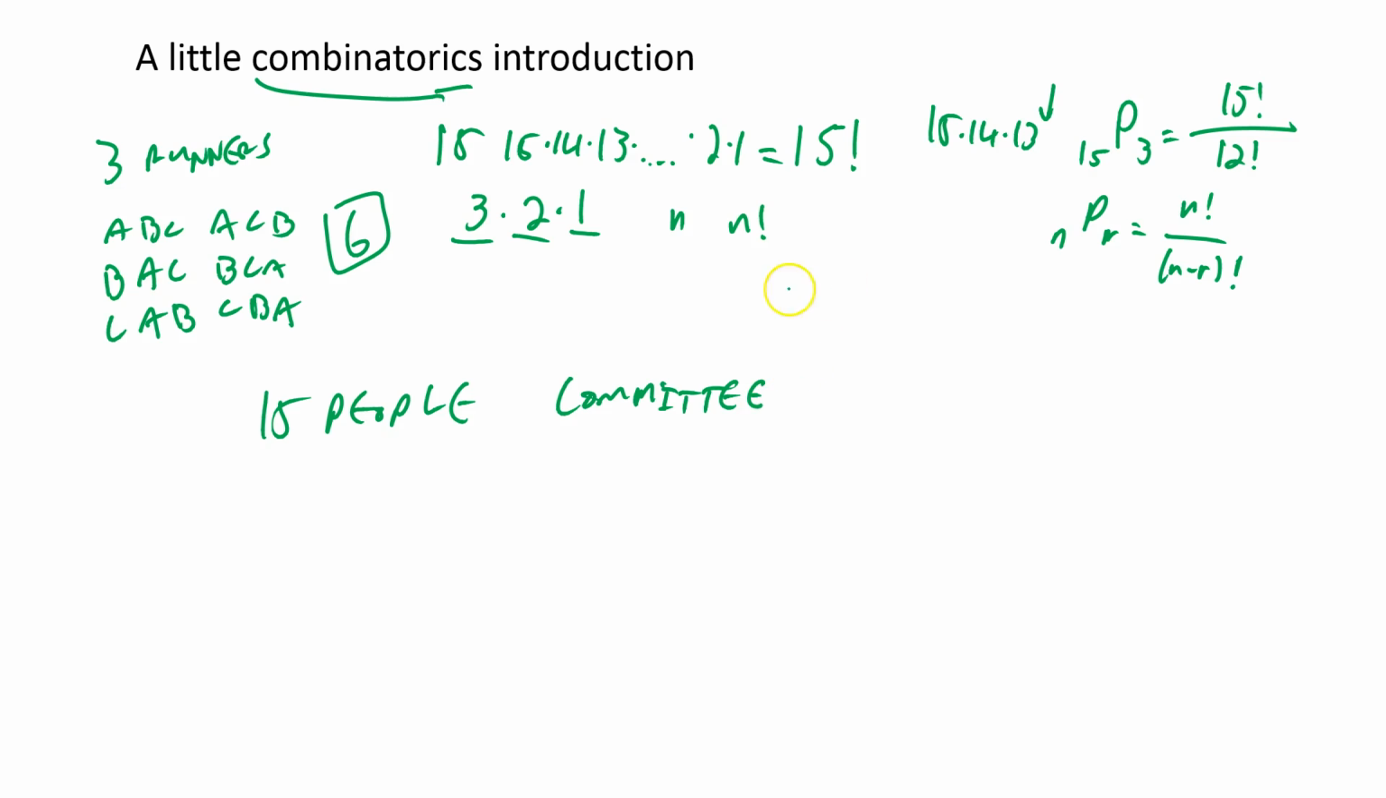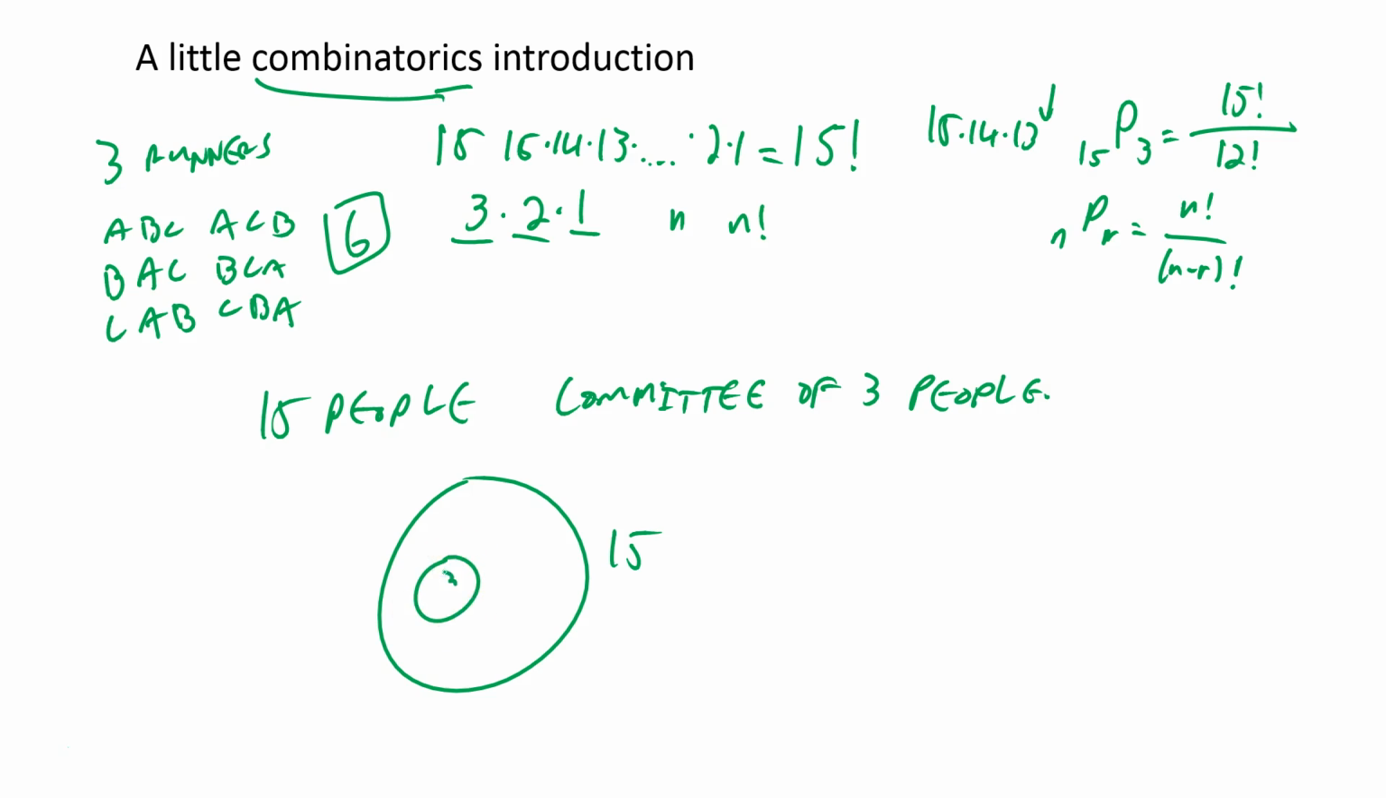Committee. Okay, so a committee of, let's say, 3 people. Well, a committee, the order doesn't matter in which they're picked. Right, you're just going to have a group. I think about it like you have your 15 people, and there's going to be a group of 3 people, right? And those 3 people are equal in power. They don't have roles.